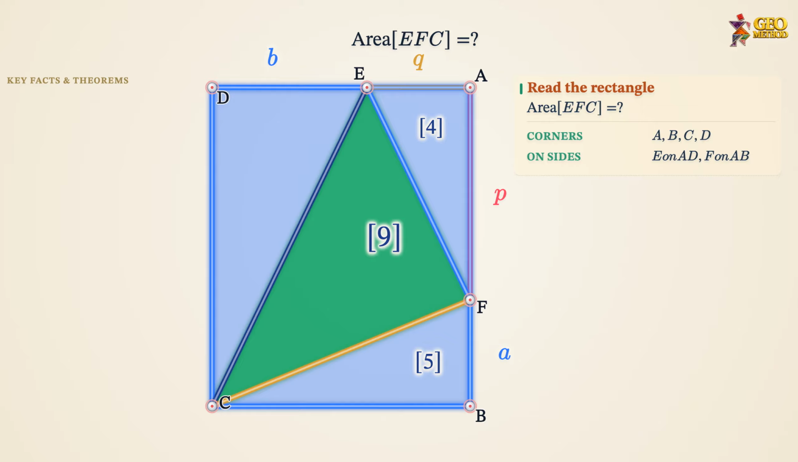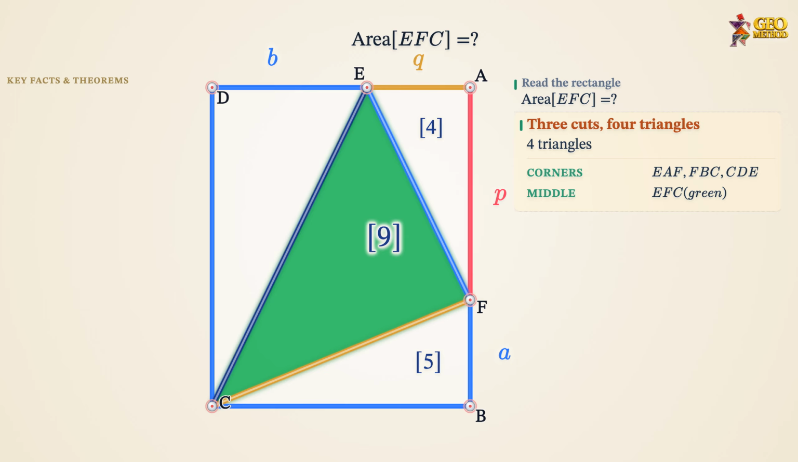Start with rectangle IBCD, corners taken in order. Point E rests on the top side, AD, and point F rests on the right side, AB. Three segments, segment EF, segment FC, and segment EC, are drawn across the inside.